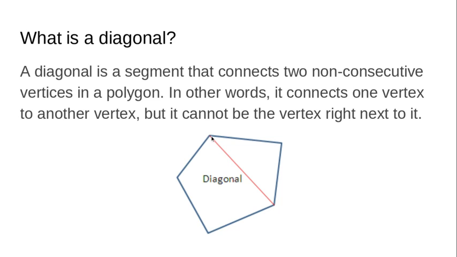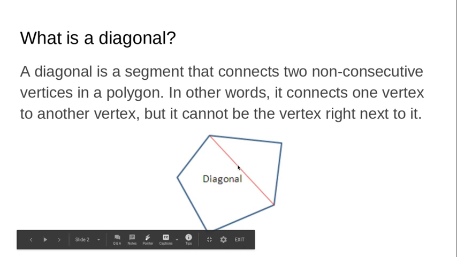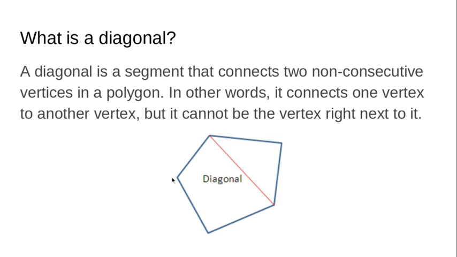So I can't connect, for example, this vertex with the one that's right next to it because I would be tracing right over top of the side of the polygon. And I can't do that. So it needs to be a vertex to a non-consecutive vertex. In other words, one that's not right next to it. So I could go from here to here. That would be a diagonal. Or I could go from here down to here. That would be another diagonal. But I can't go to this one because it's also a vertex that's right next to it. That would make a side of the shape instead of a diagonal.